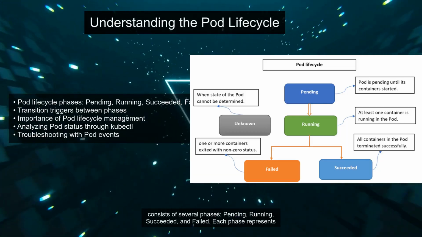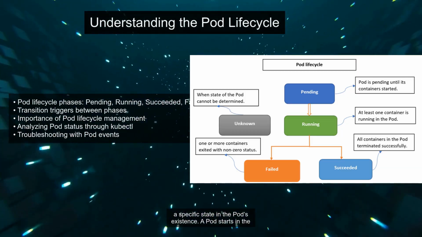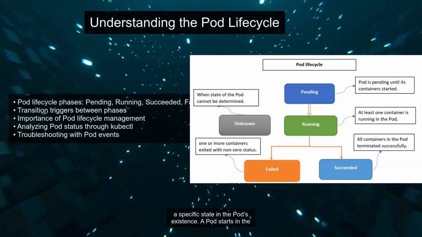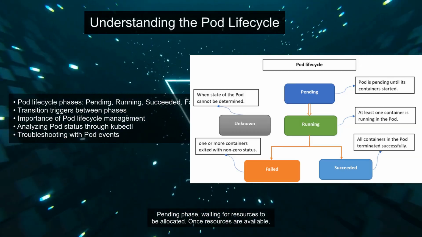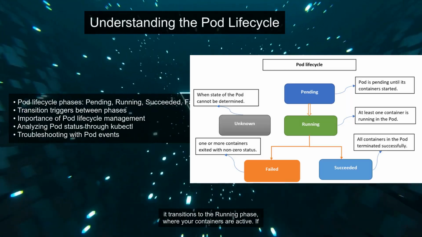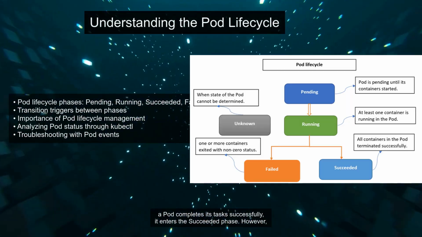To effectively manage Kubernetes pods, understanding their lifecycle is crucial. The lifecycle consists of several phases: pending, running, succeeded, and failed. Each phase represents a specific state in the pod's existence. A pod starts in the pending phase, waiting for resources to be allocated. Once resources are available, it transitions to the running phase, where your containers are active.